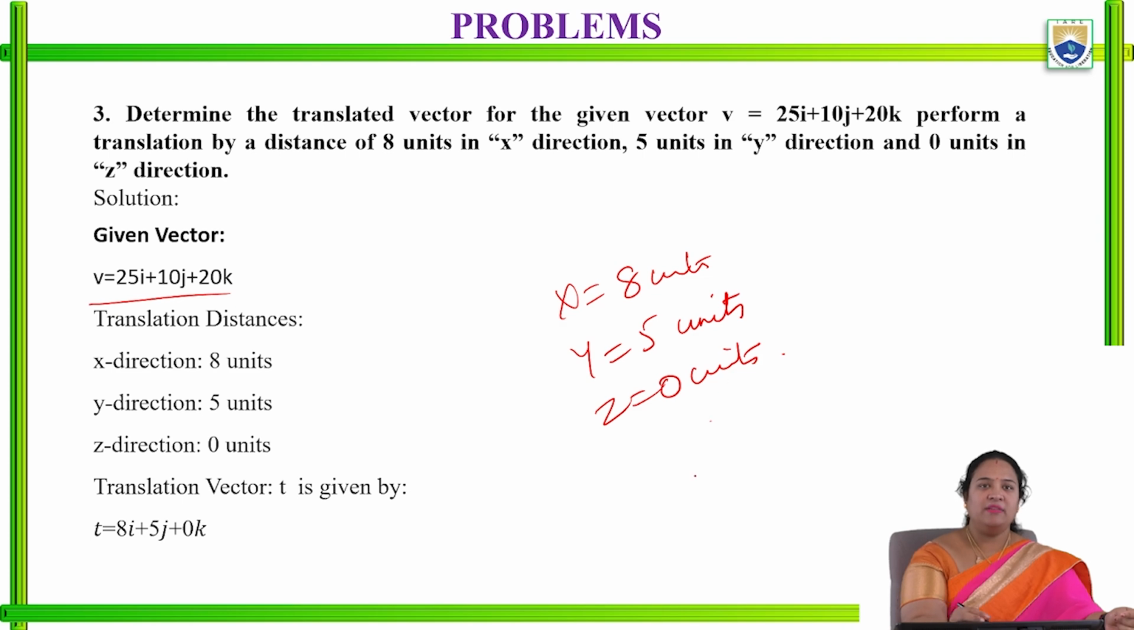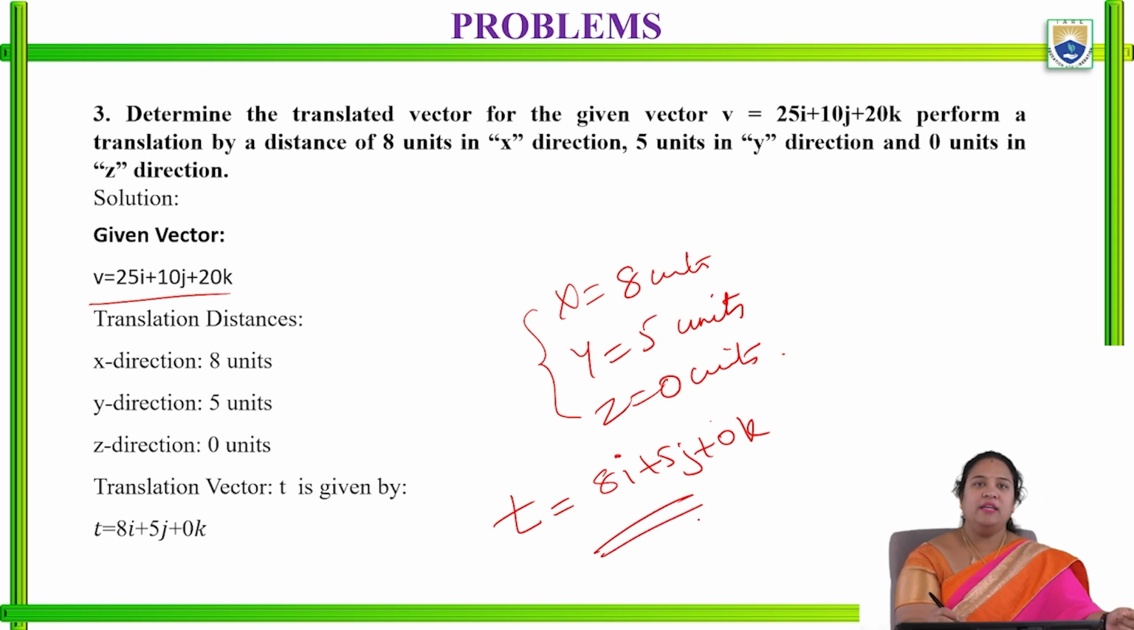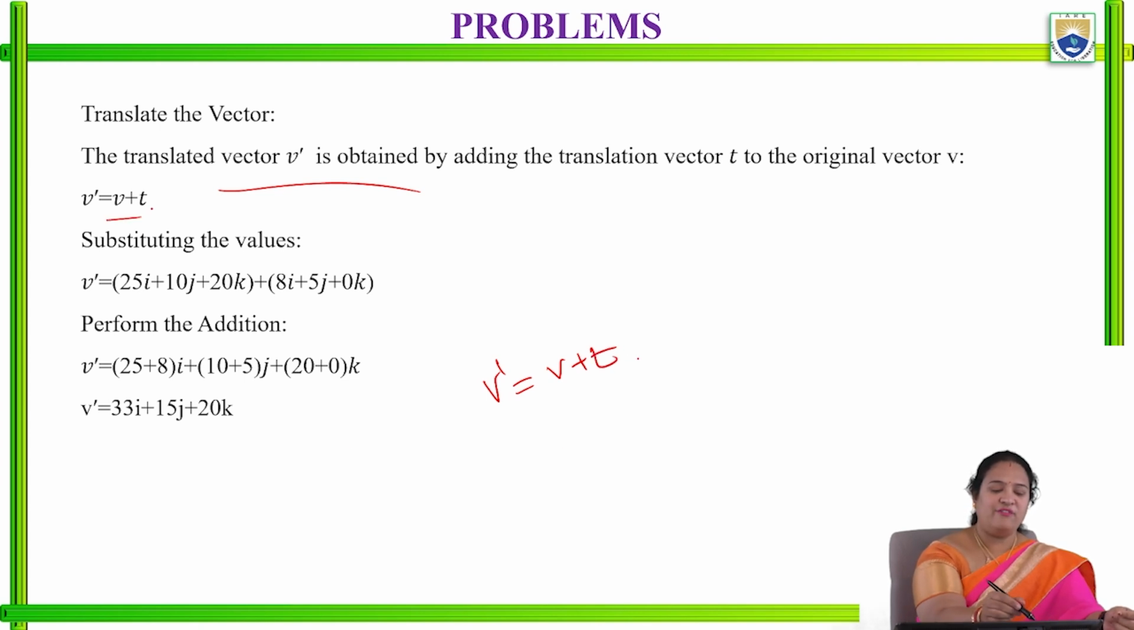The translation vector will be written as T, which we write as 8i plus 5j plus 0k. The translation vector T with respect to x, y, z is 8i plus 5j plus 0k. So when we are solving with the help of the translation vector, the translation formula is V' is equal to V plus T. We already have V, we already have T. So substitute the values here.